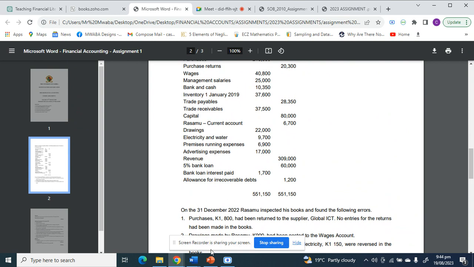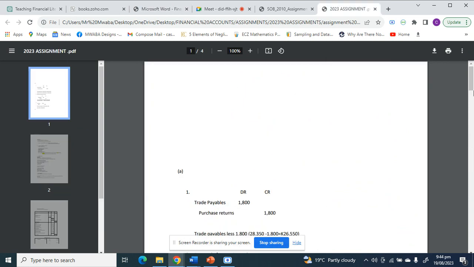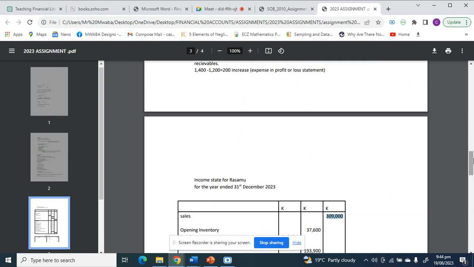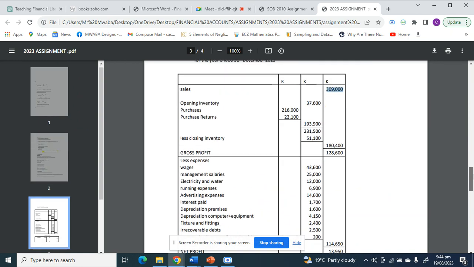So if there was return inwards, colleagues, you would deduct it from your sales revenue. Okay, because remember those are the goods customers are bringing back. All right, so since they bring back goods, the sales value has to reduce. Okay, so we do not have return inwards, so we leave it like that. The next thing we have to tabulate is the cost of sales.